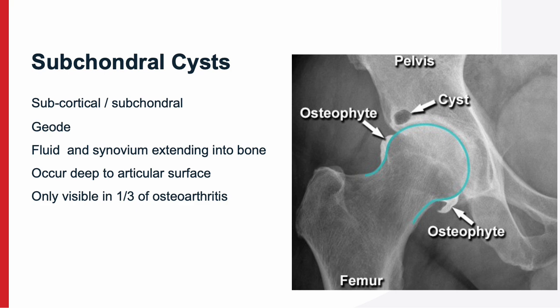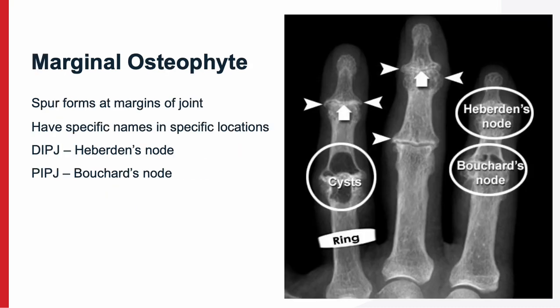Subchondral cysts, when they're large, they're called geodes, and you can see this cyst involving the acetabular roof associated with this OA. Now, subchondral cysts are only seen in a third of osteoarthritis, so when you don't see it, that doesn't mean it's not OA. Marginal osteophytes occur at the margins of the joints, and just because people like to get their name attached to things, Heberden's nodes occur at the DIPJ, Bouchard's nodes at the PIPJ.